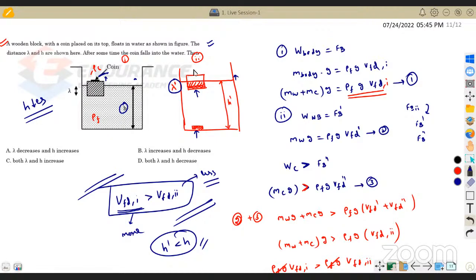There is no confusion about it. If I take this coin, there is going to be a little movement upward. Since the block moves a little bit upward, lambda dash is surely going to be less than lambda. So lambda decreases, which means lambda dash is less than lambda. So our answer: both lambda and H decrease. Yes, option D.